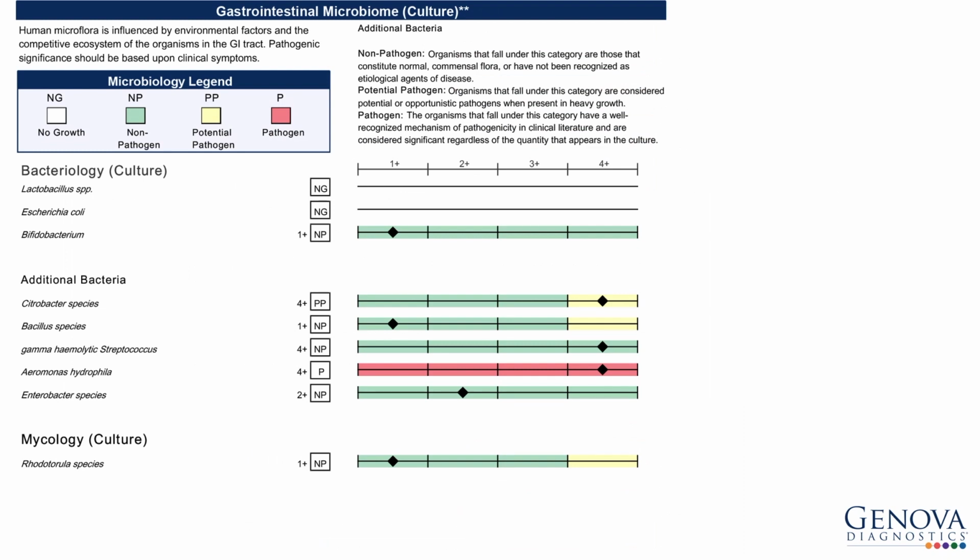Page 6 of the report lists all the organisms that were grown out in culture. We have 3 commensal bacteria at the top: Lactobacillus, E. coli, and Bifidobacterium. We see NG, no growth, for Lactobacillus and E. coli, and 1+ for Bifidobacterium.